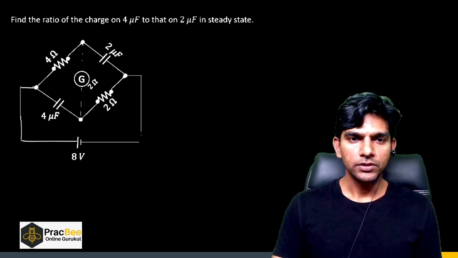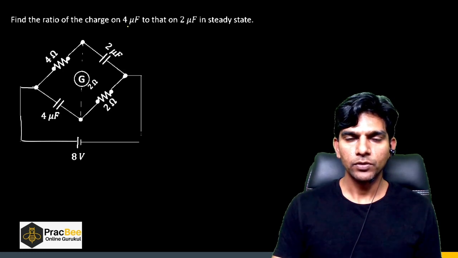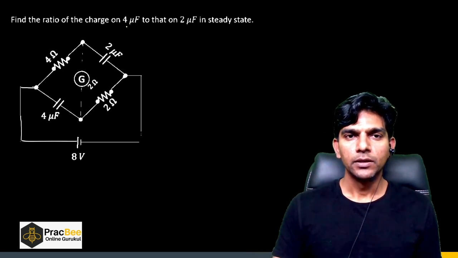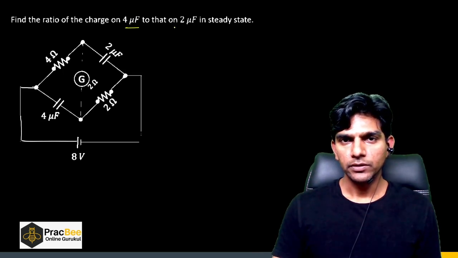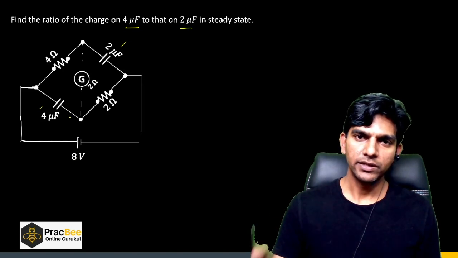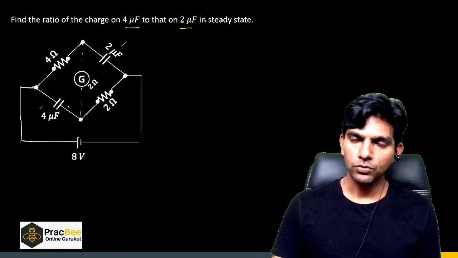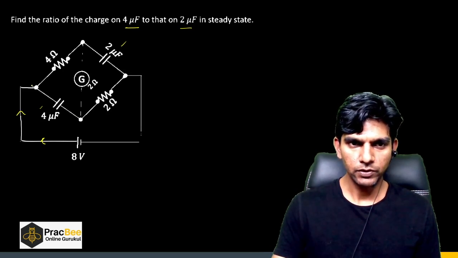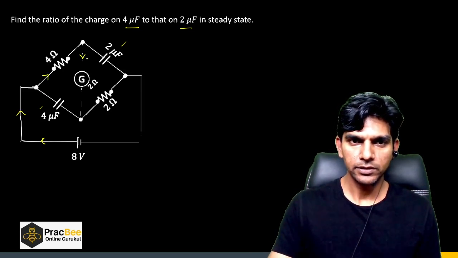Now the next question is from current electricity. Find the ratio of the charge. Okay, right. So it's a combination of capacitors and a resistor. Charge on 4 microfarad to that of 2 microfarad. So this is 2 microfarad, this is 4 microfarad. So in steady state, there will be no current in the capacitor branch. So if I show you the direction of the current, current will flow along the resistors like this.